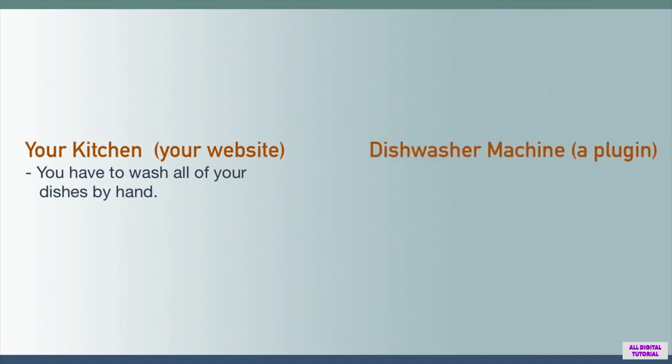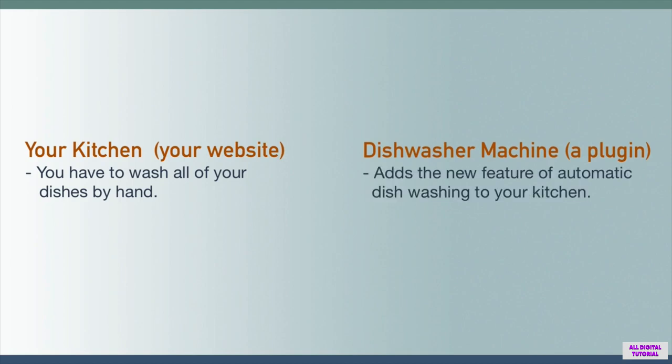Here's a quick metaphor. So think of your kitchen as your WordPress website. And when you first moved into your house, imagine that your kitchen did not have a dishwasher machine. And so you had to wash all of your dishes by hand. So that means in order to add the feature of automatic dishwashing to your kitchen, you need to install a dishwashing machine. So think of the dishwashing machine as a plugin. You add it into your kitchen. You install it within your kitchen to add the new functionality and new features of automatic dishwashing.